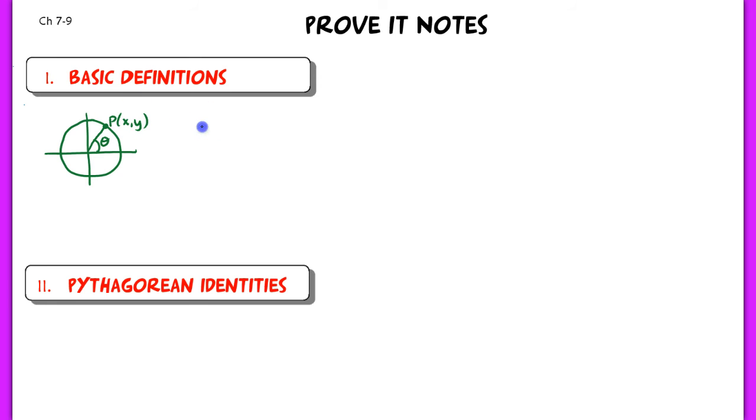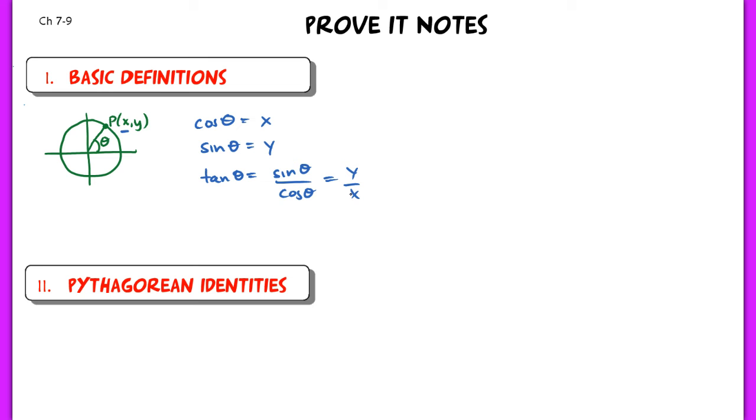The cosine of theta is equal to our x value, right? This is the x coordinate here. The sine of theta is equal to y. The tangent of theta, which is the ratio of sine over cosine, would then equal y over x.